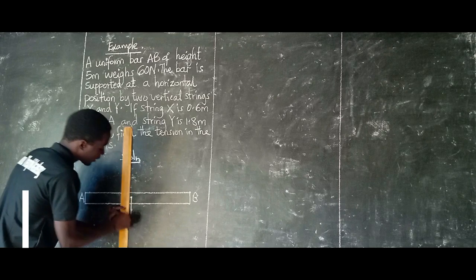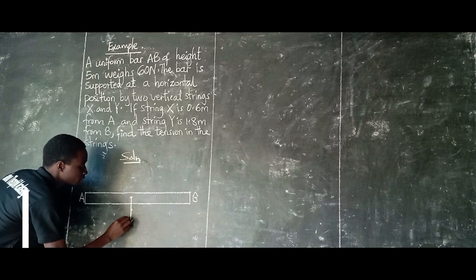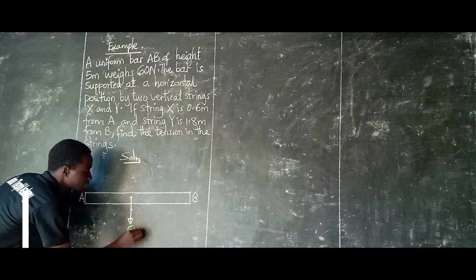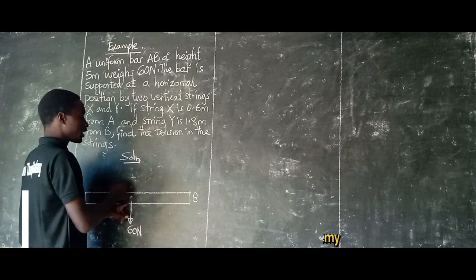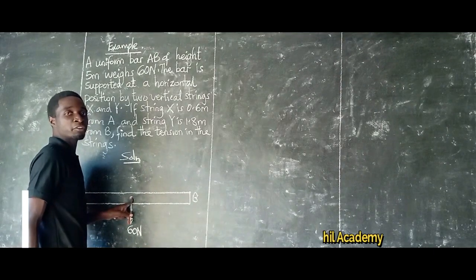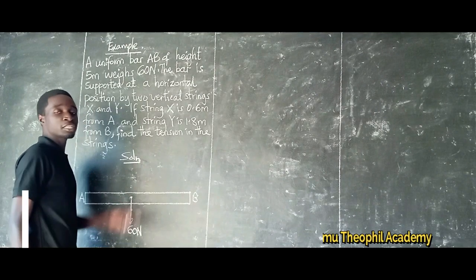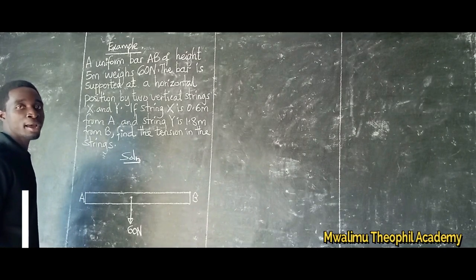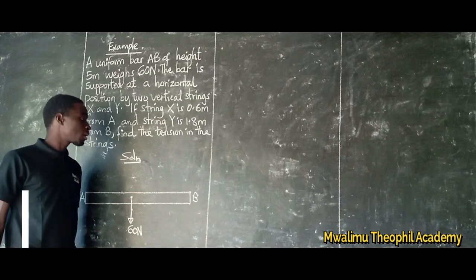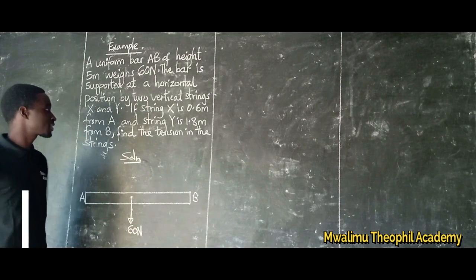Now the weight of 60 newton acts at its center, as you see, meaning that from the center to each end, it is 2.5 meter, since the total distance of the whole bar is 5 meter. Now let us see the way we distribute these various distances.